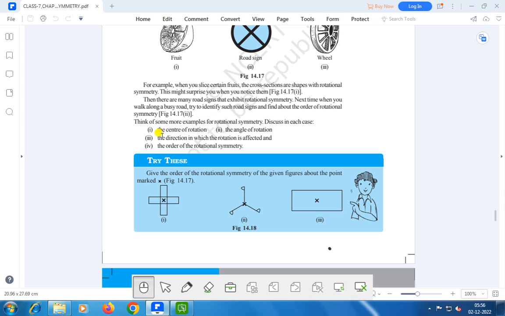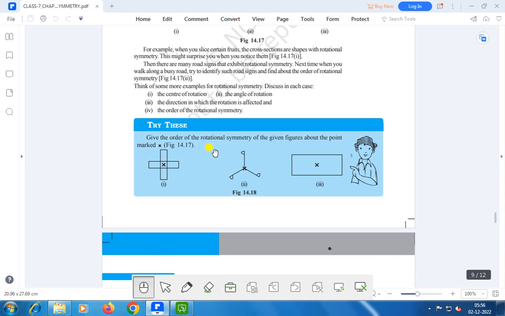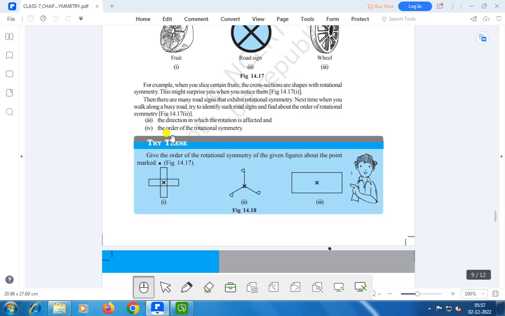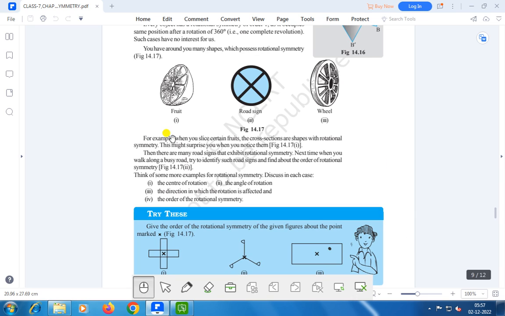Discuss in each case the center of rotation, the angle of rotation, the direction in which the rotation is effected, and the order of rotational symmetry. Here, give the order of rotational symmetry of the given figures about the point marked X. Right? Now we shall discuss the various exercises.